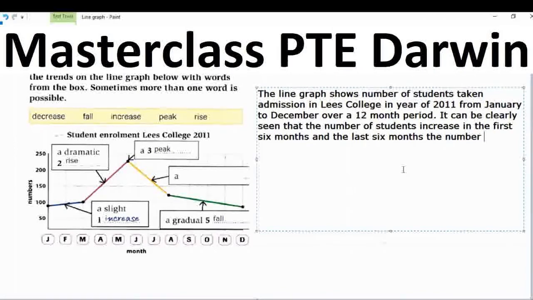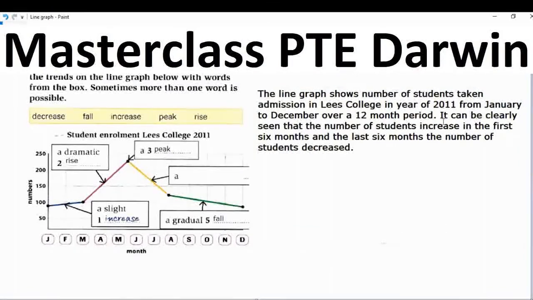Because it happened in the past, the number of students decreased. So we use past tense. The first sentence should always be in present tense, because now you see it, but the other events already happened. So here, it can be clearly seen that the number of students increased. So here we need to write increased, with another D. So the number of students increased in the first six months, and in the last six months, the number of students decreased, or the student number decreased.